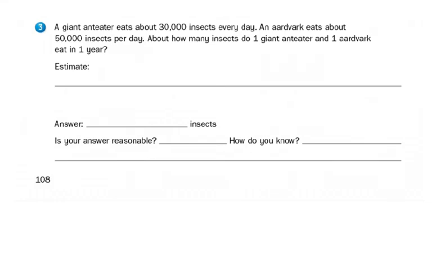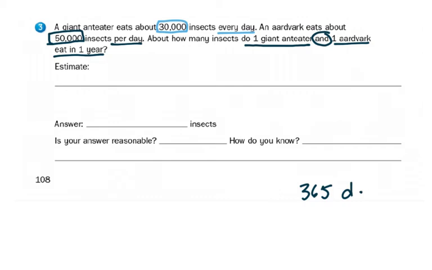A giant anteater eats about 30,000 insects every day. An aardvark eats about 50,000 insects per day. Whew! About how many insects do one giant anteater and one aardvark eat in 1 year? So we're doing them together. Again, it's giving us per day, and we need to convert that to a year. There are 365 days in a year, and we already said that's close to 400 when we're estimating.